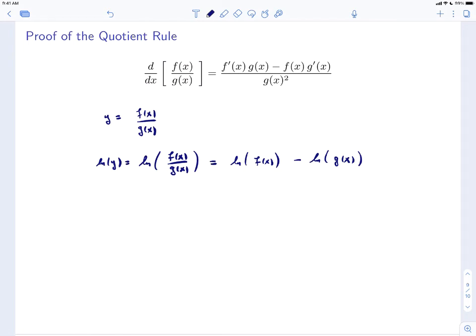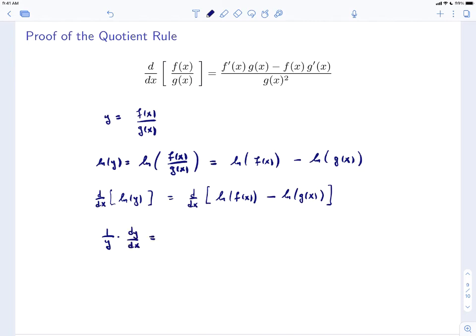Okay, so now we differentiate both sides with respect to x, and this will equal the derivative with respect to x of ln of f at x minus ln of g at x, like so. The computations here are, at this point, essentially the same as the previous. On the left, we have the derivative of ln of y, so the derivative of ln of a thing is 1 over that thing times the derivative of whatever's inside there.